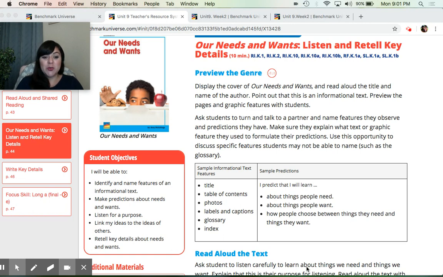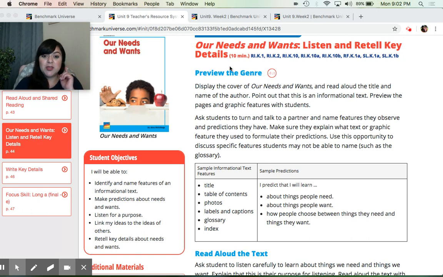Now, we're going to start with some learning objectives first. Today we're going to identify and name features of informational text. We're going to make predictions about needs and wants. We're going to listen for a purpose. And our purpose is to recall key details about needs and wants.